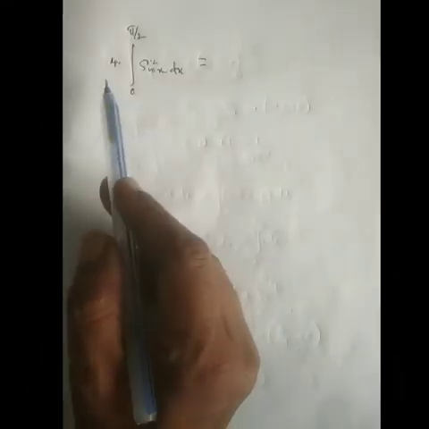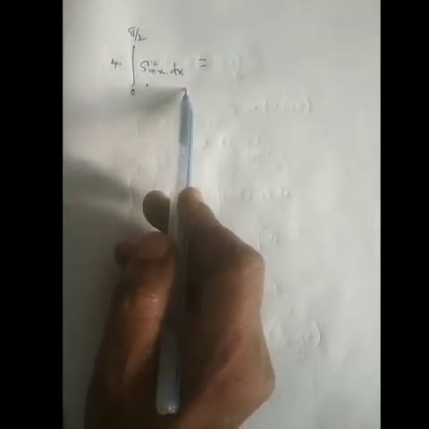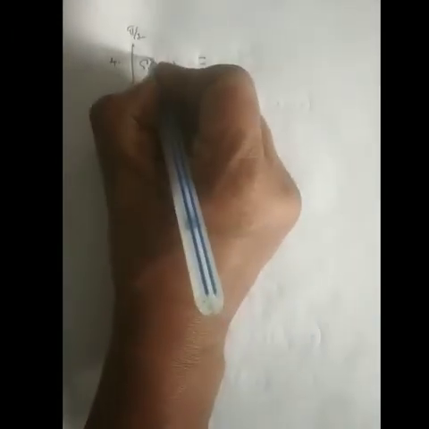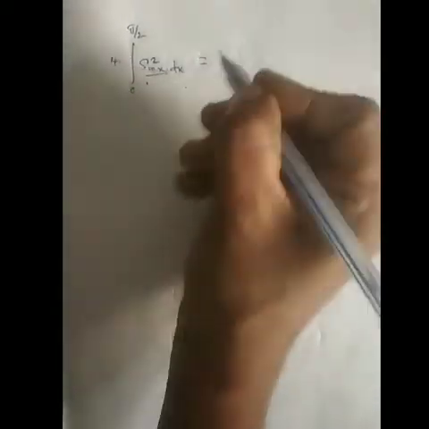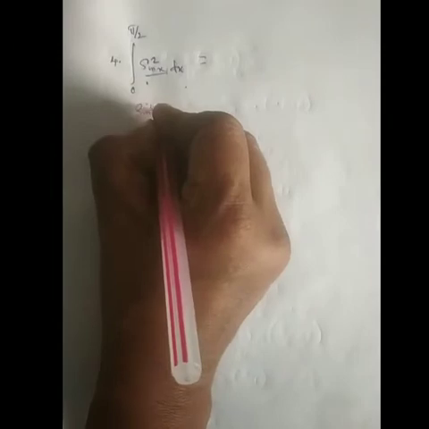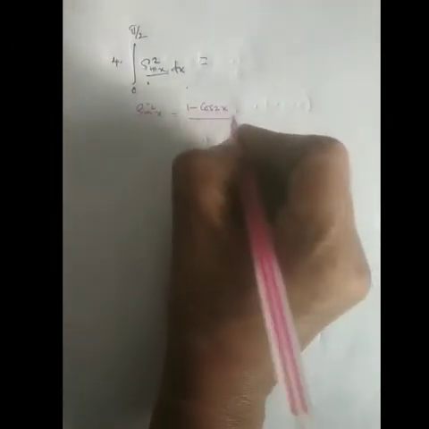Another example, integral 0 to pi by 2 sin square x dx. For evaluating, first we write sin square x using the identity: sin square x is equal to 1 minus cos 2x by 2.